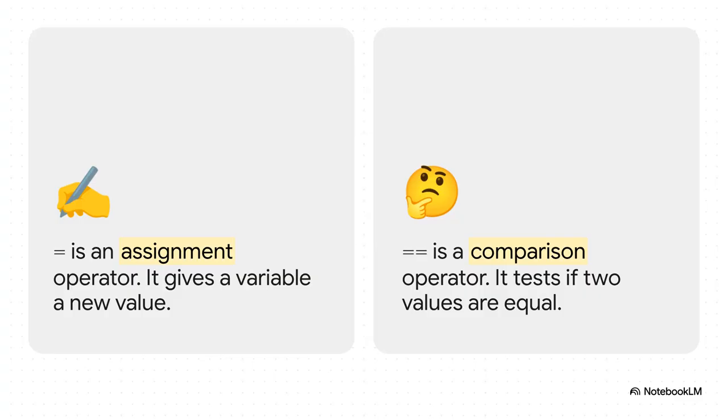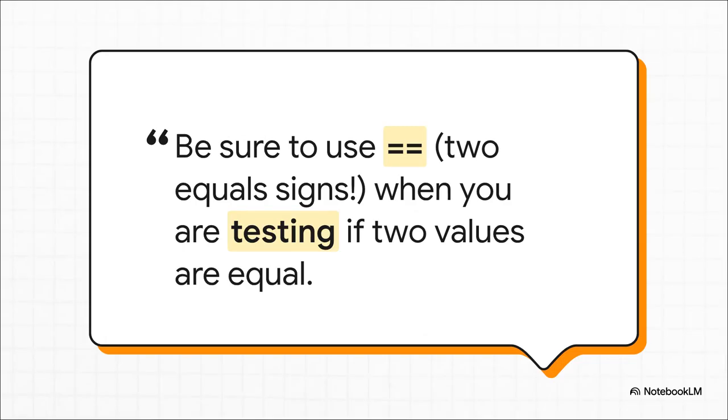Okay, listen up, because this is probably the number one mistake every new coder makes. I know I did. A single equal sign is for assignment. It's you telling a variable what its value should be. A double equal sign, on the other hand, is a question. It's you asking Python if two things are already equal. Mixing these up will cause you so many headaches, trust me. Seriously, just burn this into your brain right now. If you are testing something in a condition, if you're asking if two things are equal, it is always the double equal sign. Always, always, always.